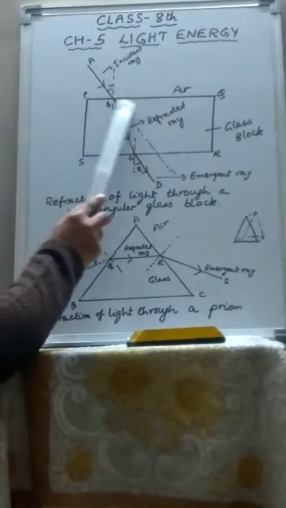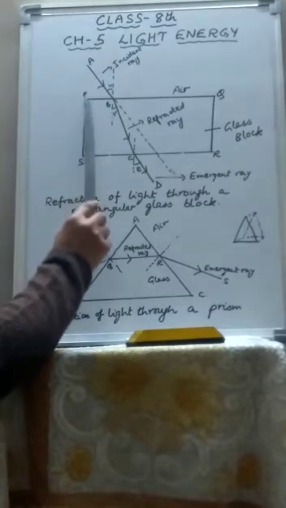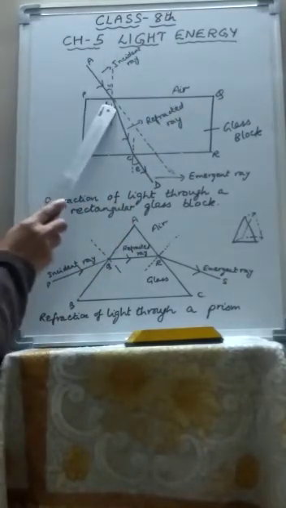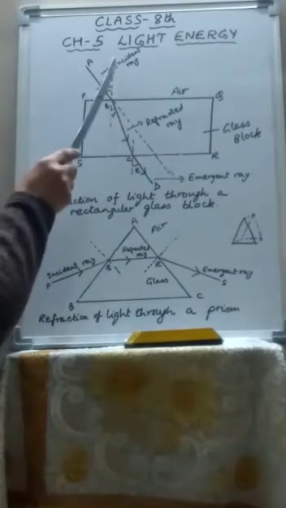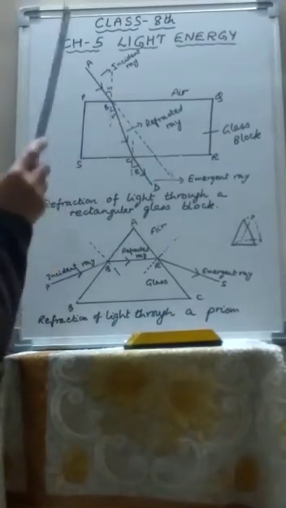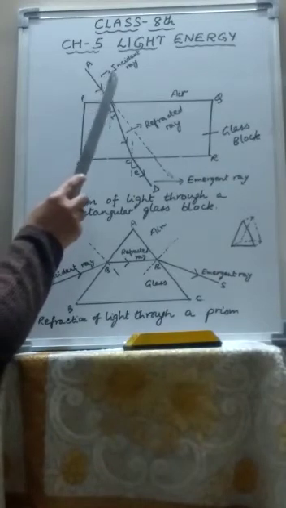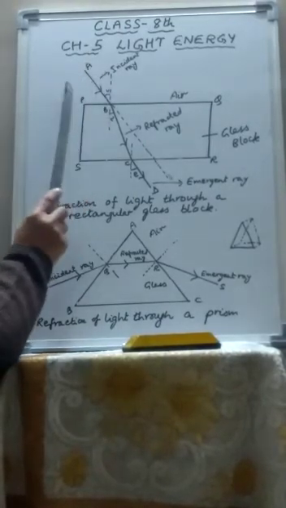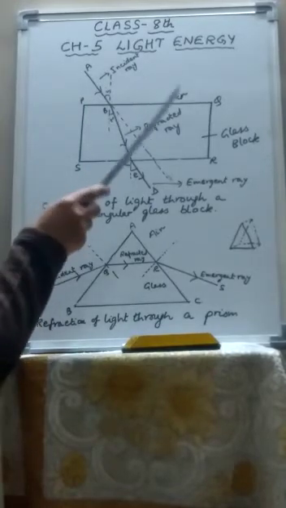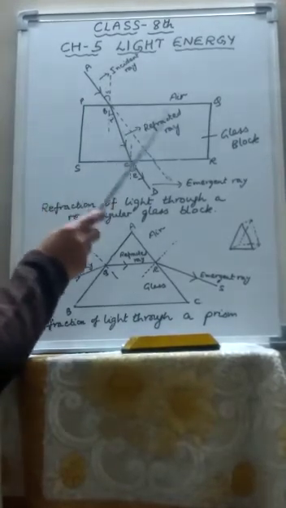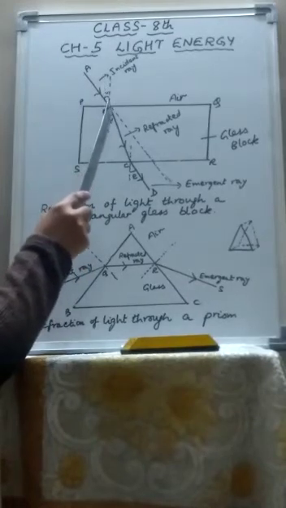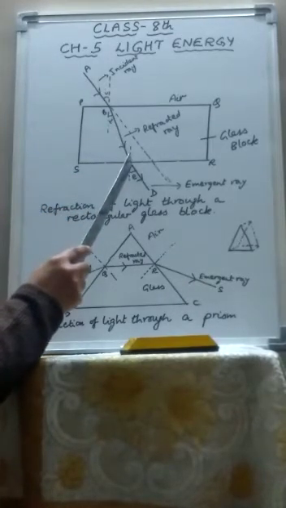So see children, when the incident ray is incident on the first surface, what will happen? See, this AB is the incident ray and this is the normal which I have drawn. The angle which the incident ray makes with the normal is called the angle of incidence I. Now since the light is coming from air to glass, and air is rarer medium and glass is denser medium, light is coming from rarer to denser, it will bend towards the normal.